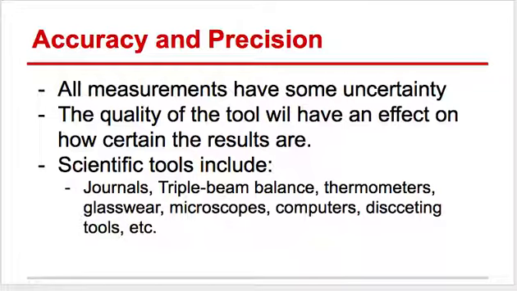Scientific tools include journals, triple beam balance, thermometers, glassware, microscopes, computers, dissecting tools. There are a lot of tools that scientists use, and depending on what kind of science you're doing, it might be a different kind of tool. That will do it for this slideshow.